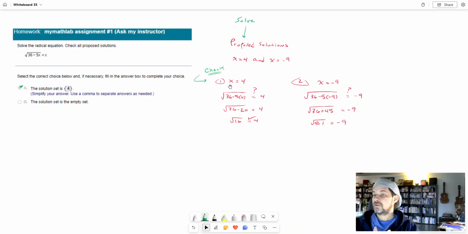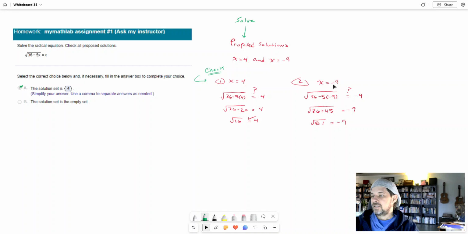So I'm going to check 4 first, and that would mean taking this original problem and letting x be 4. You see that I've done that here, and I put a question mark as if to say I don't know if this is going to work. This is why I'm checking it, and I get it all the way down to root 16 is 4, and that is true. Square root of 16 is 4.